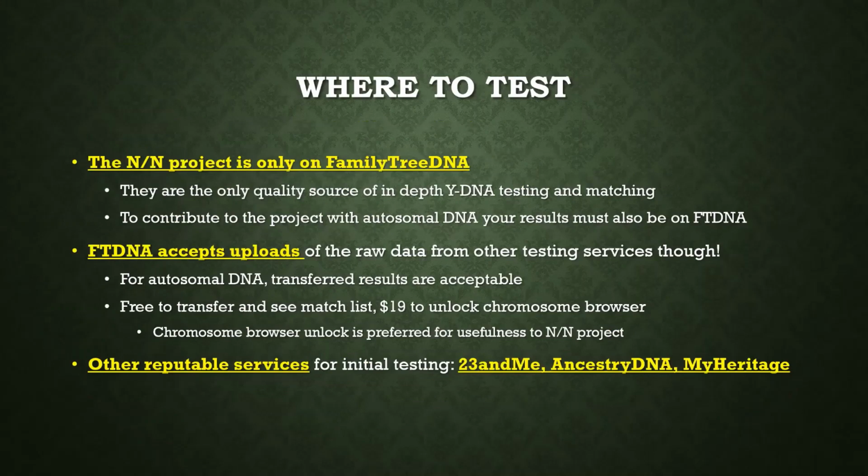As far as where to test, the Nesbitt-Nisbet project is only on Family Tree DNA, because they're the only quality source of the in-depth Y DNA testing and matching, which, as we've seen earlier, is the one most associated with surnames. So it makes sense, if you're going to have a surname project, to have it at a place that has that in-depth Y DNA testing. If you're wanting to contribute to the project with your autosomal DNA, you'll need to also have it on Family Tree DNA.